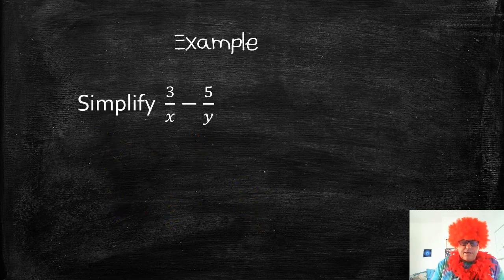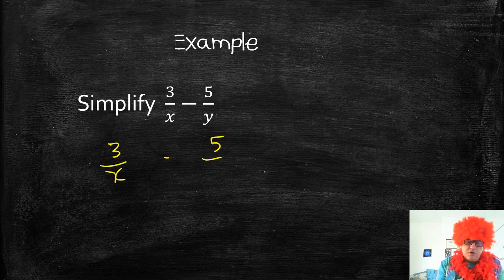Okay, what if the bottom is not numbers? What if the bottom is our variables? The same thing: the denominator needs to be the same. What's the LCM of x and y? Well, in this case, we just multiply them together. So my common denominator is going to be x times y.